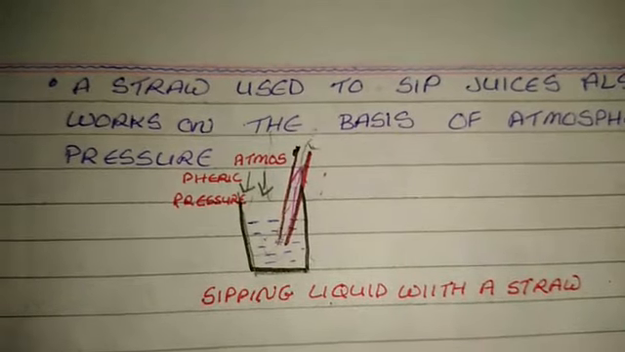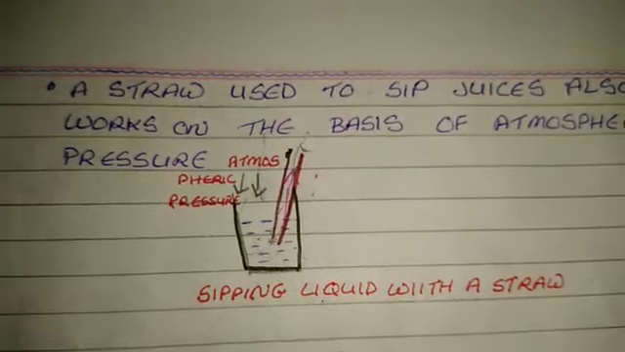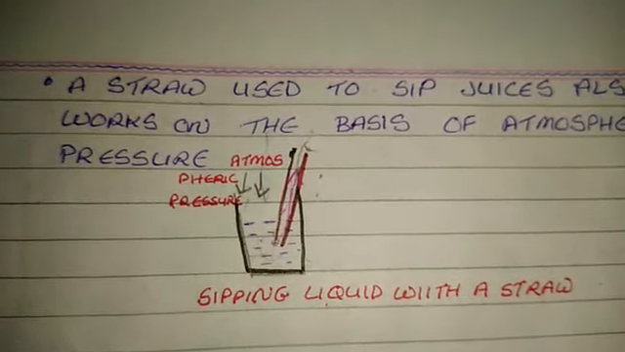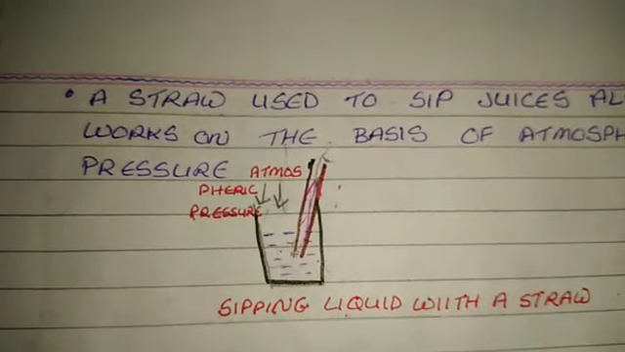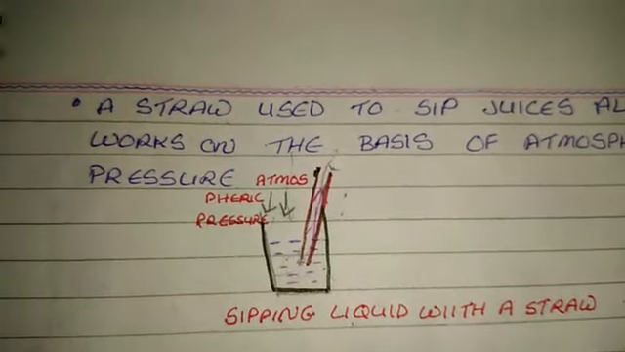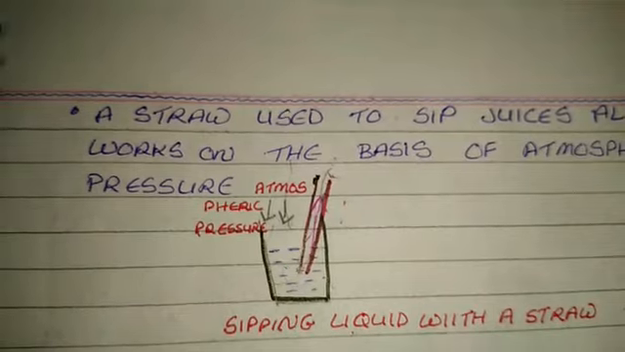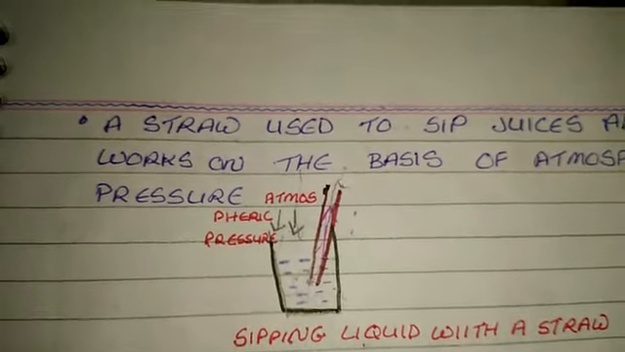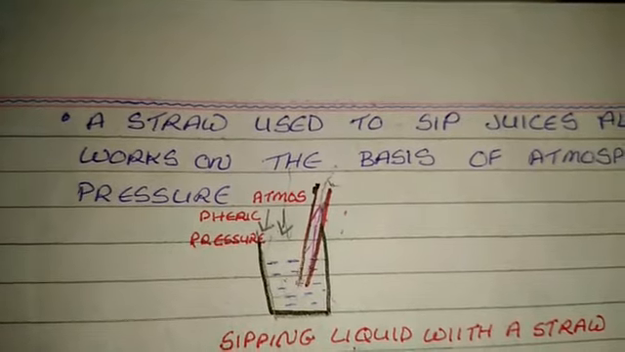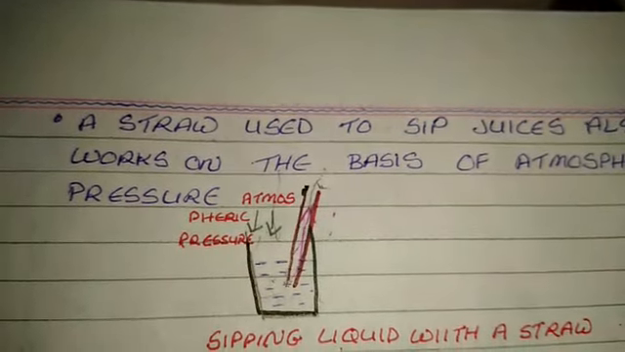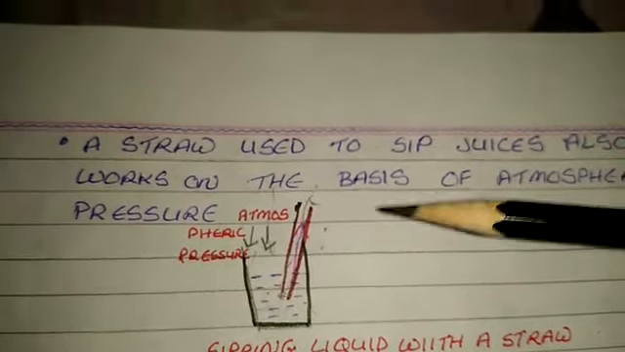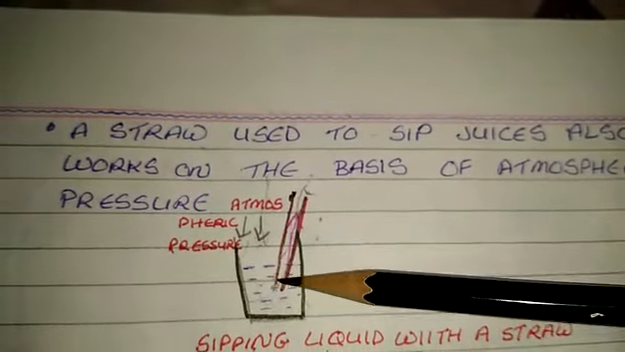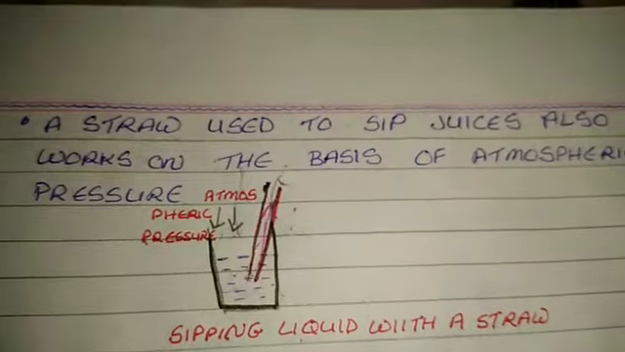See the next application. A straw used to sip juices also works on the basis of atmospheric pressure. Now when we put a straw inside a glass of water, first of all air is inside it. And when we sip the water, first of all we are sipping out the air and then water comes into our mouth. So how does water come into our mouth? Atmospheric pressure is present just above the water and this is forcing the water into the straw.